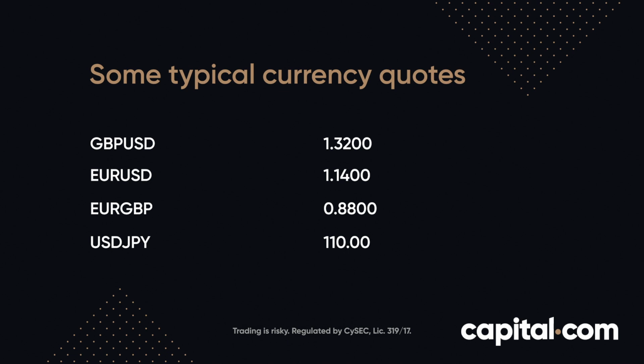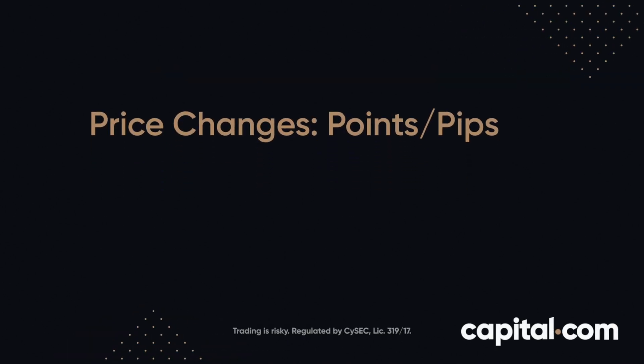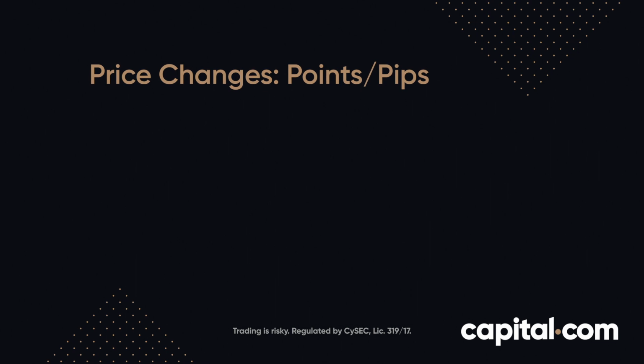Let's take a look at price changes. If you've heard price changes talked about in currency markets, you've probably heard the market moved 100 points or 100 pips, so they're pretty interchangeable, this terminology. Let's walk through and see what we mean. So let's take pound US dollar. It starts the day at 1.3200, which is how it's usually quoted.